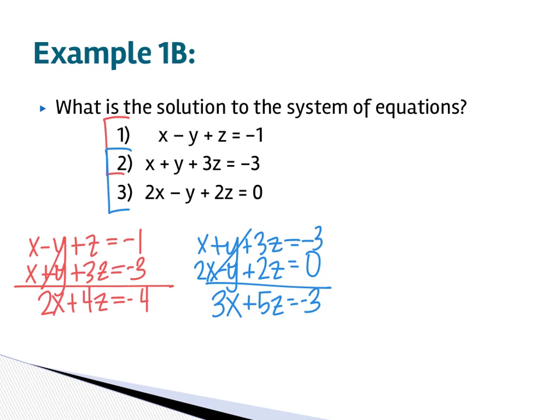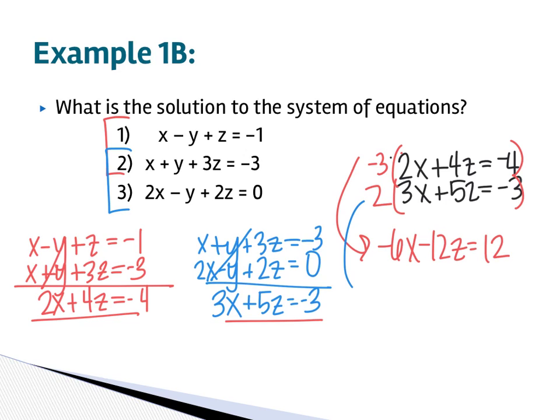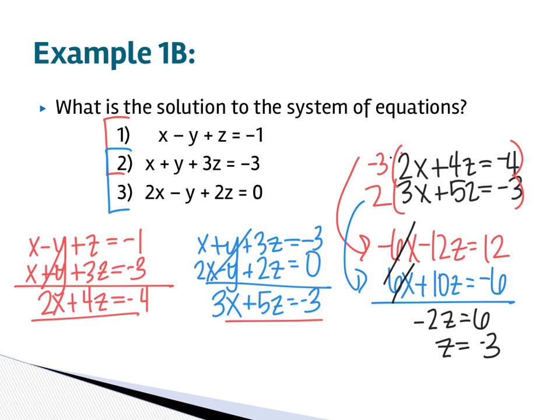So I'm going to take that as my new system of equations. 2x plus 4z equals negative 4, and 3x plus 5z equals negative 3. So I'm going to solve that system just like we did before. I don't have any opposites, so I'm going to have to create some opposites. Let's multiply the top by negative 3 and the bottom by 2. So this is going to become negative 6x minus 12z equals 12. And the bottom one's going to become 6x plus 10z equals negative 6. Combine them and you get negative 2z equals 6. So z must be negative 3.